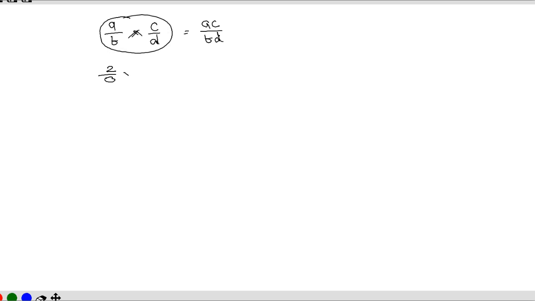For example, what will be the compound ratio of 2/3 and 5/7? So I simply have to multiply these two ratios. 5 into 2 is 10 and 7 into 3 is 21. That is 10 upon 21, the compound of 2/3 and 5/7.